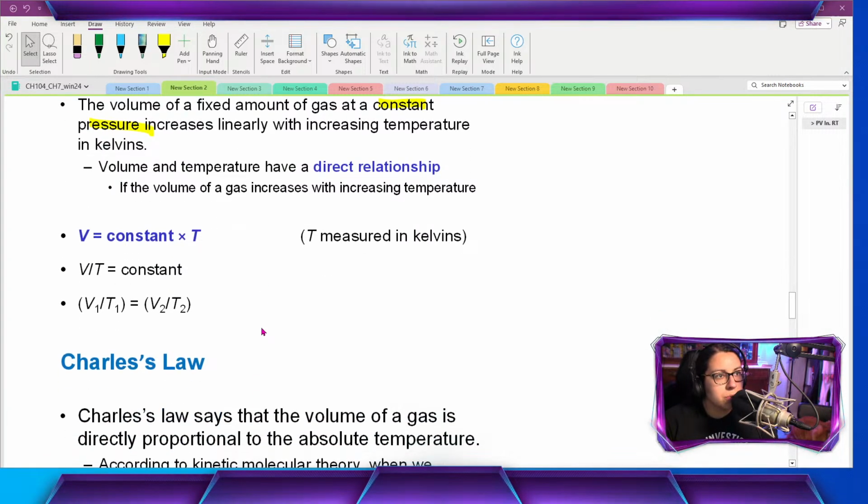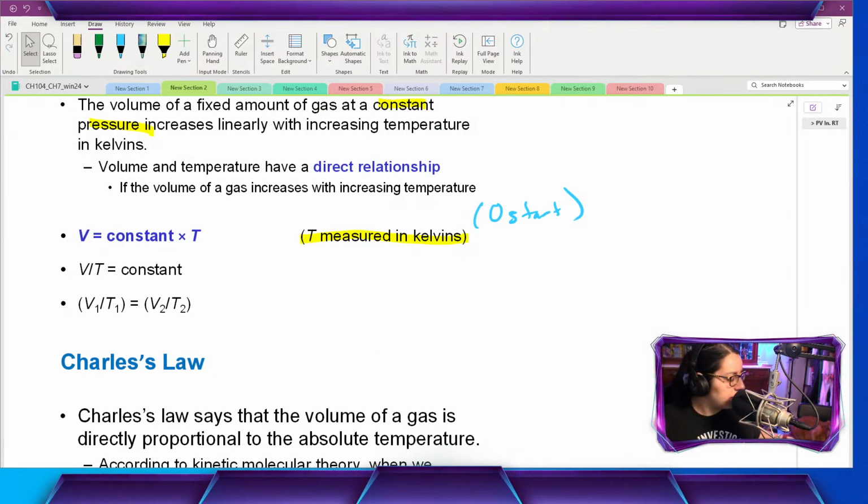And so this is important. Temperature has to be in Kelvin with this one. Part of that is it has to have thermodynamic relevance. And remember, our Kelvin starts at 0. We don't want to have a negative temperature, because then that doesn't make any sense for us.